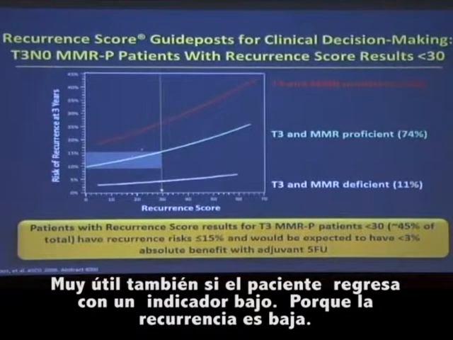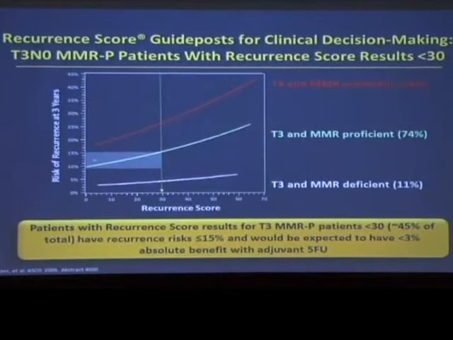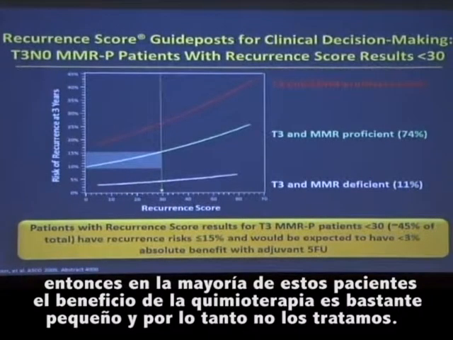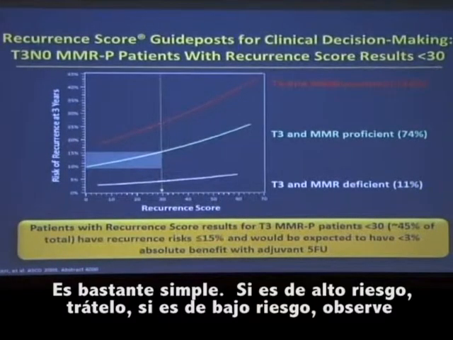Very helpful also if the patient comes back with a low score, okay? Because the recurrence is low. There's no real benefit from chemotherapy. So again, for a recurrence score of less than 30, the risk is less than 15%. So in the majority of these patients, the benefit is quite small from chemotherapy, and therefore we won't treat, okay? So it's very straightforward.